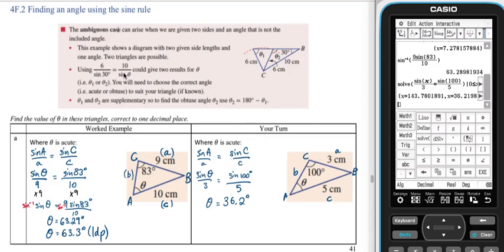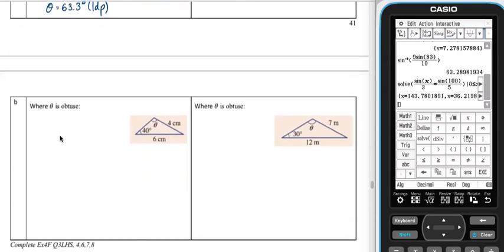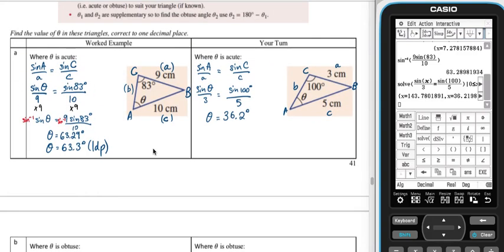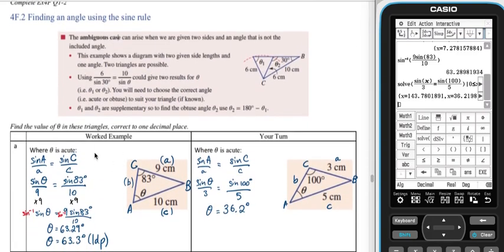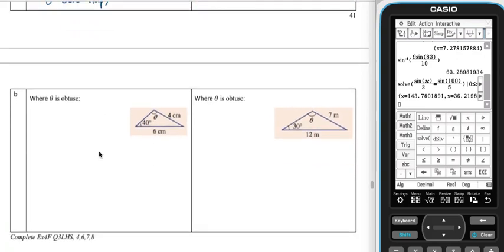In the previous video, we looked at finding an angle using the sine rule for the acute case. Now we're going to be looking at the obtuse case for the second part of this video. We've done a lot of the legwork in part A, so this one will simply repeat the same process but using only the obtuse case.